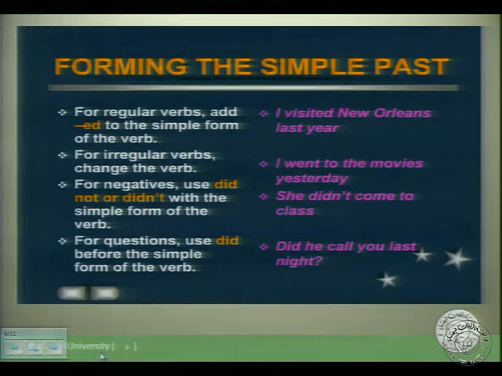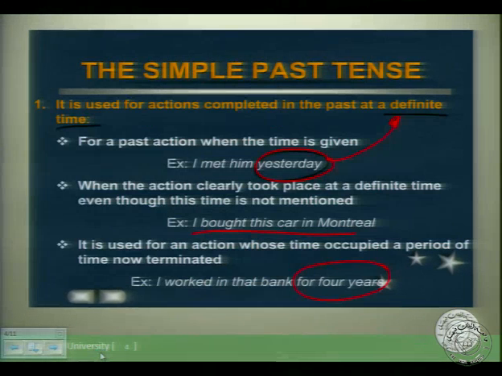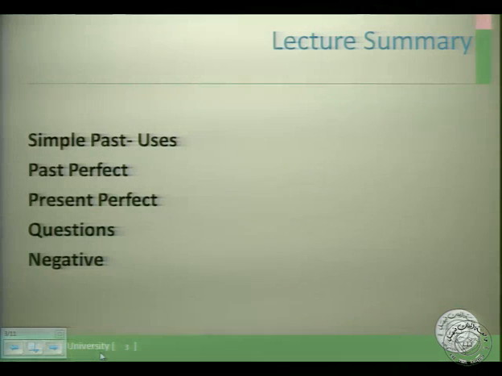For irregular verbs, it is very difficult. You have to memorize them. We cannot add ed. For example, we have buy. We cannot say buyed. No, we say bought. You see the examples here? Bought. We did not say buyed. Buyed is not correct. So with irregular verbs, I think we have some irregular verbs here.